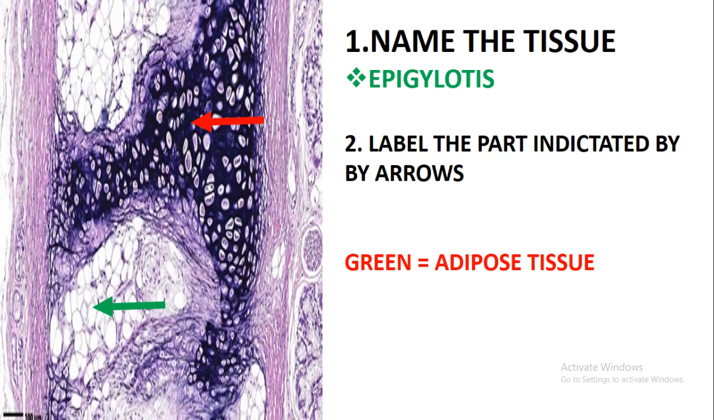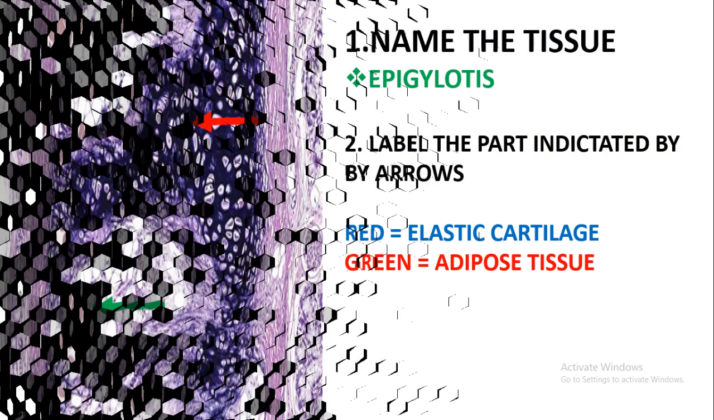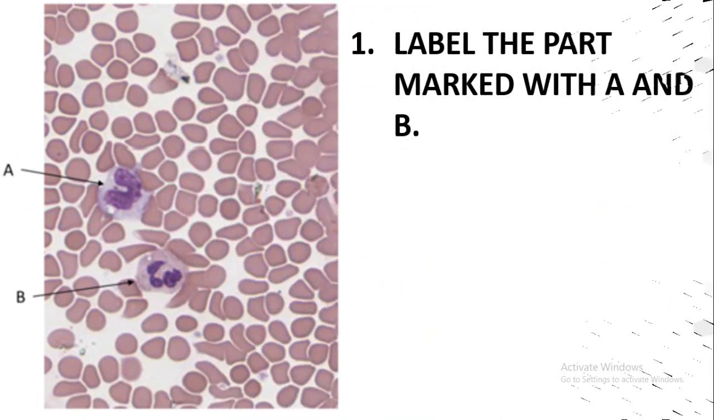The green arrow is just the adipose tissue, and then the blue arrow is just the what? The elastic cartilage. Sorry, the red arrow is the elastic cartilage. The green arrow is the adipose tissue. Please take note of that. Red is the elastic cartilage. Green is the adipose tissue. So let's quickly move on and look at the next question.